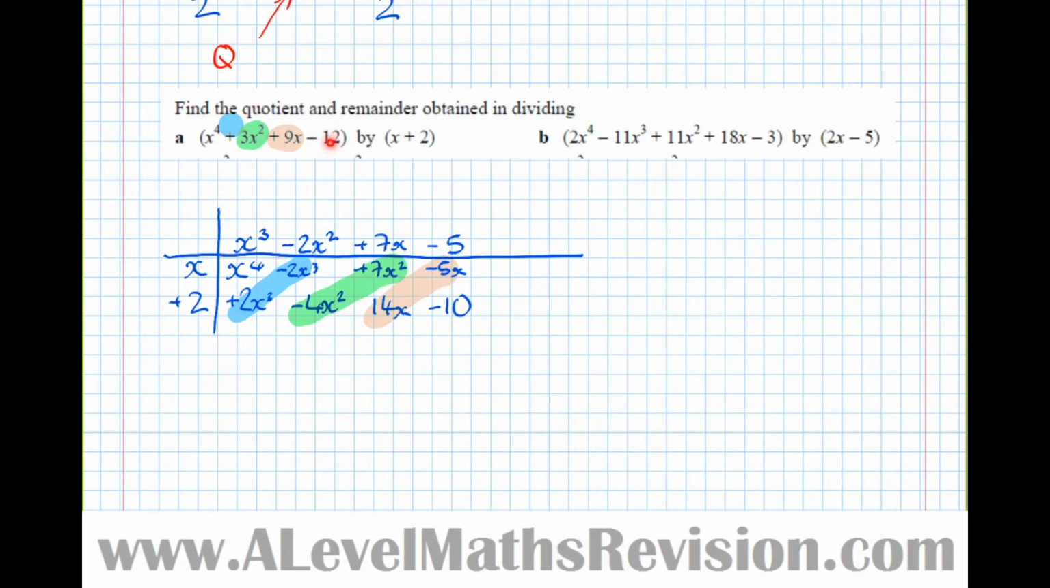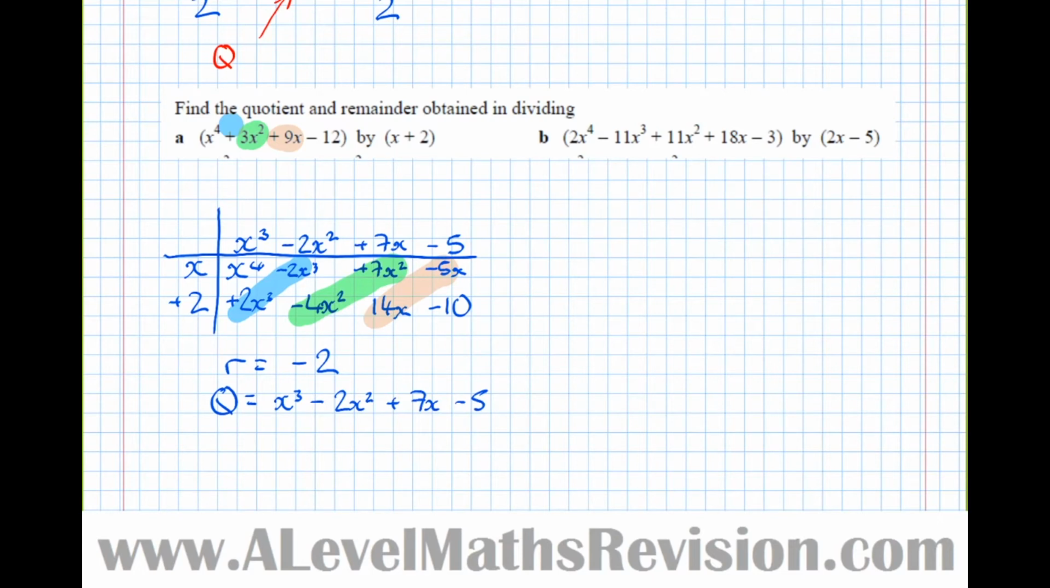But check against the answer. We don't want minus 10. We want minus 12. So there's going to be a remainder here again. And the remainder is going to be minus 2, because minus 10 minus 2 gives us minus 12. So, minus 2 on the outside. Remainder equals minus 2. And the quotient equals x cubed minus 2x squared plus 7x minus 5.